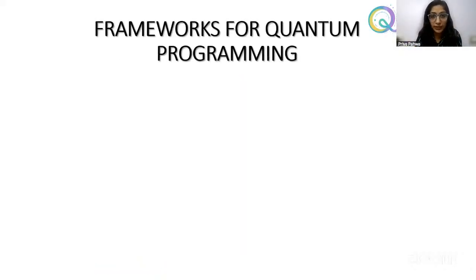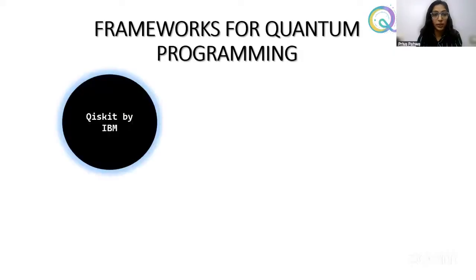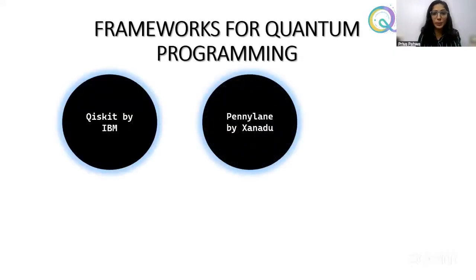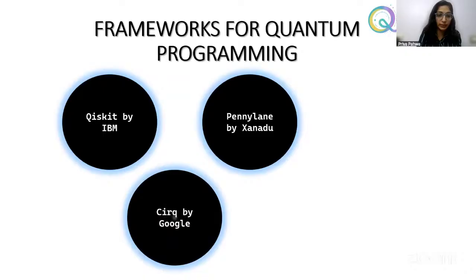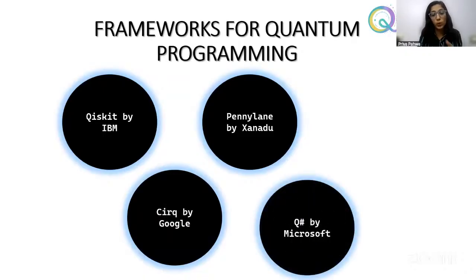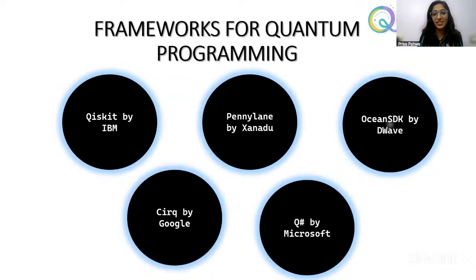So let me introduce you to other frameworks for quantum programming apart from Qiskit. So it's Qiskit by IBM, obviously, then it's PennyLane by Xanadu, Cirq by Google, Q# by Microsoft, and then there is the Ocean SDK by D-Wave. These are some, but there are many, like there is TensorFlow also. So some of the frameworks are there for quantum programming. Then there is one with Amazon AWS, which is Braket. You can go into that and have a glimpse of what is happening.